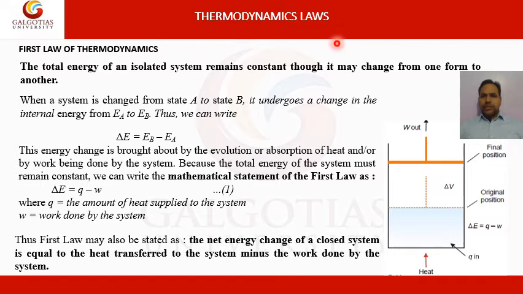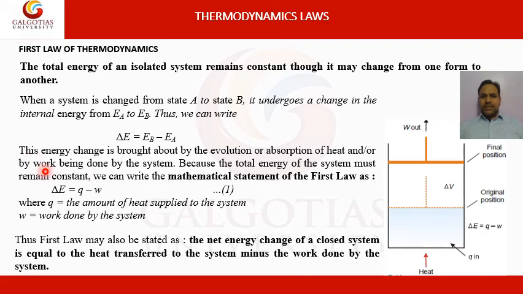So the first law of thermodynamics is that the total energy of an isolated system remains constant, though it may change from one form to another. When a system changes from state A to state B, it undergoes a change in internal energy, that is delta E. Thus we can write delta E is equal to EB minus EA. Here they are showing the two positions, original position and final position.